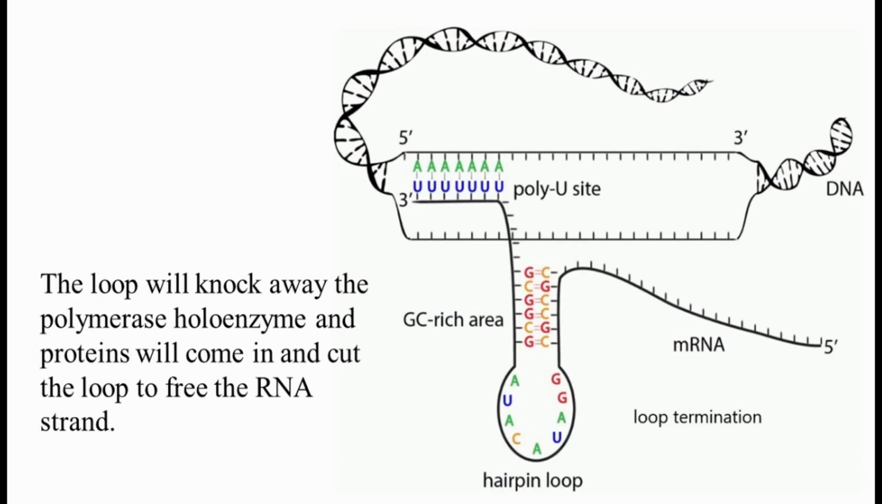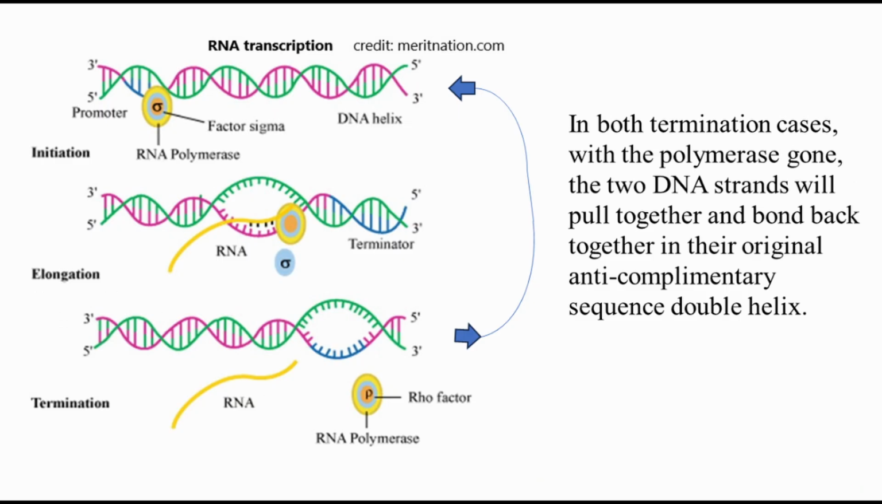The loop will knock away the polymerase holoenzyme, and proteins will come in and cut the loop to free the RNA strand. In both termination cases, with the polymerase gone, the two DNA strands will pull together and bond back together in their original anti-complementary sequence double helix.